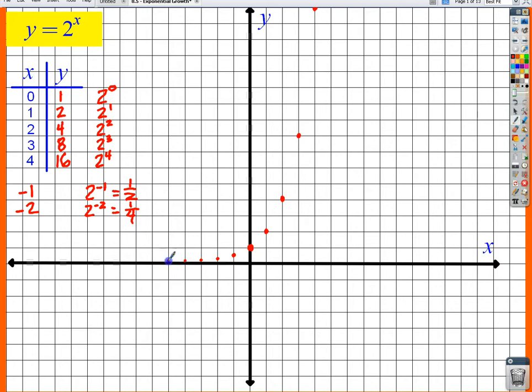What I want you to think about is, as this number gets more and more negative, what's going to happen to the value of y as I keep going further and further negative? Think about that. While you're thinking about it, you can graph this. It ends up being a curved line, and it's just going to go straight up.